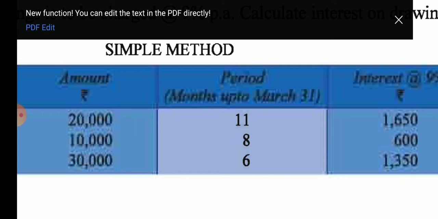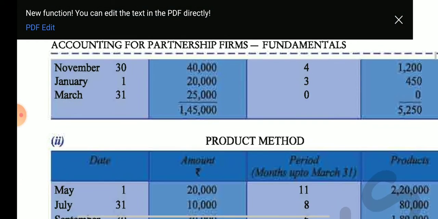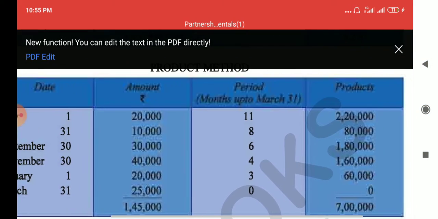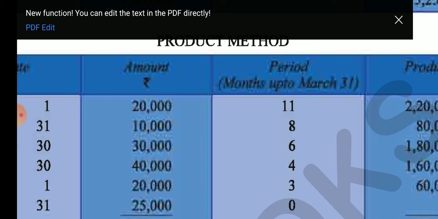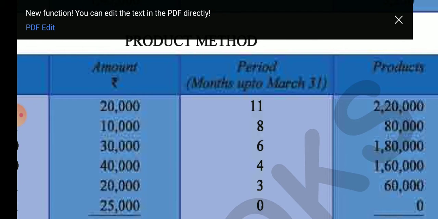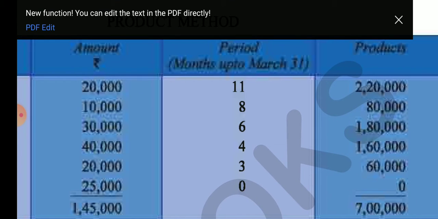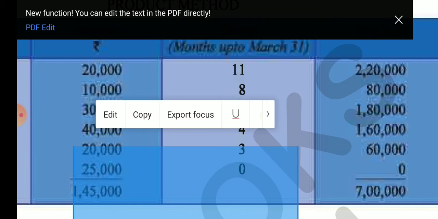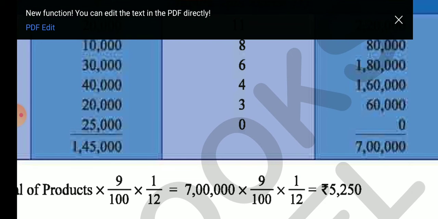Just calculate. This is the question. 20,000 for 11 months is 2,20,000; 10,000 for 8 months is 80,000; 30,000 for 6 months is 1,80,000; 40,000 for 4 months is 1,60,000; then 20,000 for 3 months is 60,000; 25,000 for 0 months is 0.